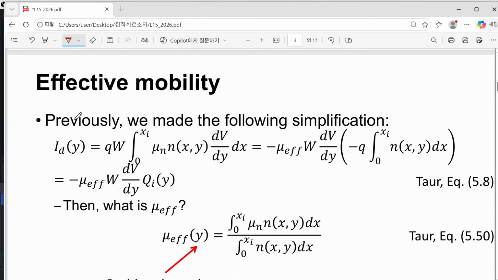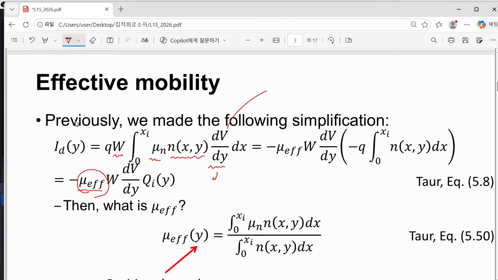Up to now we have assumed that our mobility can be expressed as a certain quantity called the effective mobility, mu effective, and that it can be pulled out of this kind of integration. When we first start, we start from a more general expression. W is the width, the z-directional width, and mobility can be a position-wise quantity, and so can the electron density. Also here we have the driving force for this current conduction.